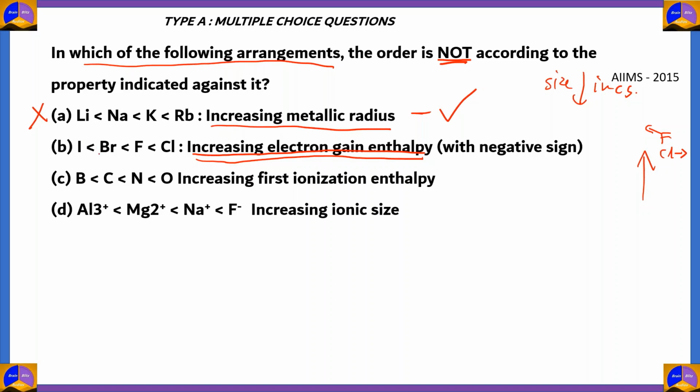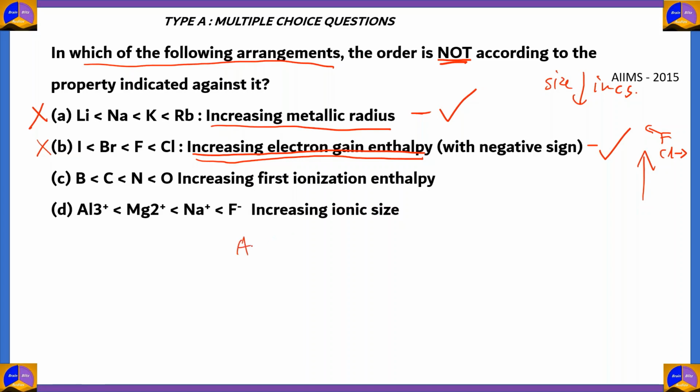So therefore, this order is correct. Chlorine has the highest electron gain enthalpy, iodine has the lowest. So option B is incorrect because this order is correct with regards to its property. Now, what about option D? Al3+ less than Mg2+ less than Na+ less than F- in terms of increasing ionic size.